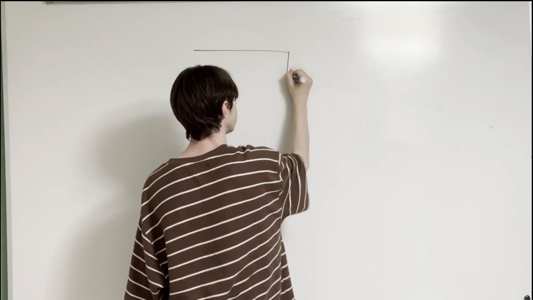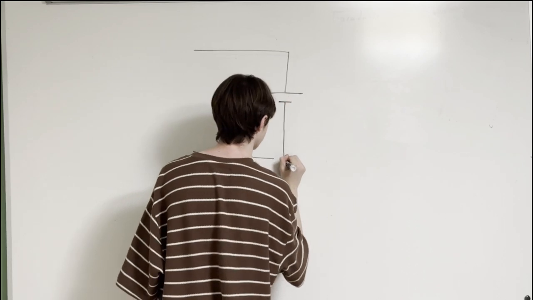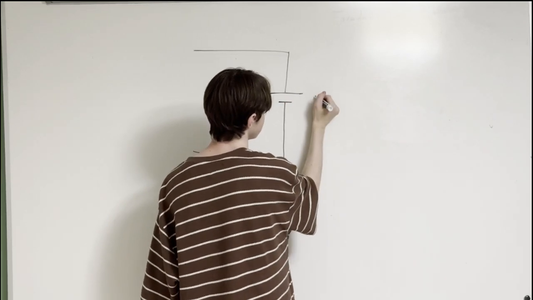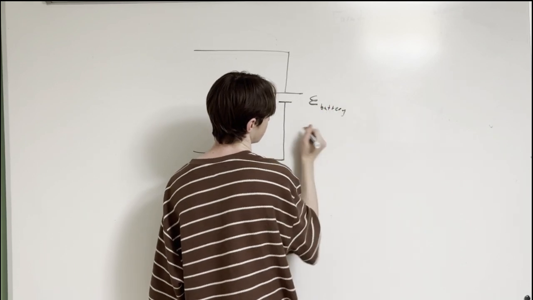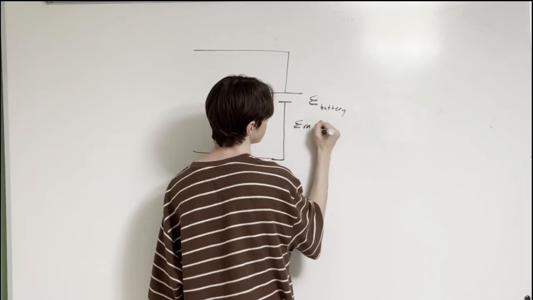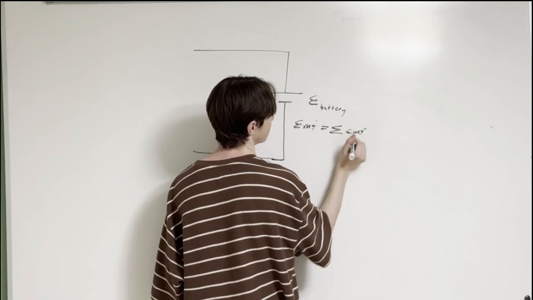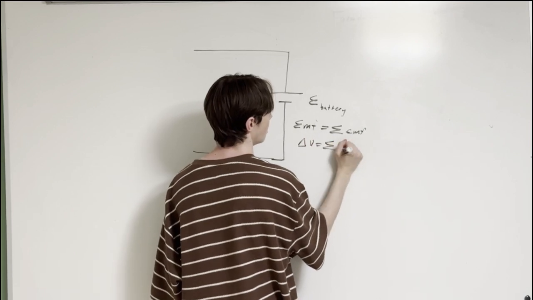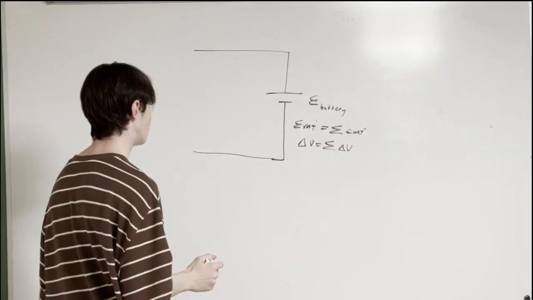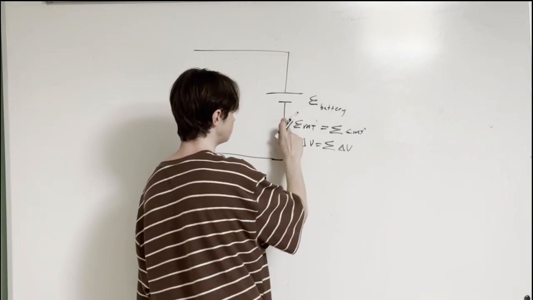So we have an electromotive force from the battery, not to be confused with the induced electromotive force. This is just the battery. And remember, EMF in the circuit is always just going to be equal to the sum of the EMFs. And that's because delta V is always equal to the sum of delta V by Kirchhoff's law. So yeah, we're going to have a loop that looks like this. Maybe we have a resistor also.